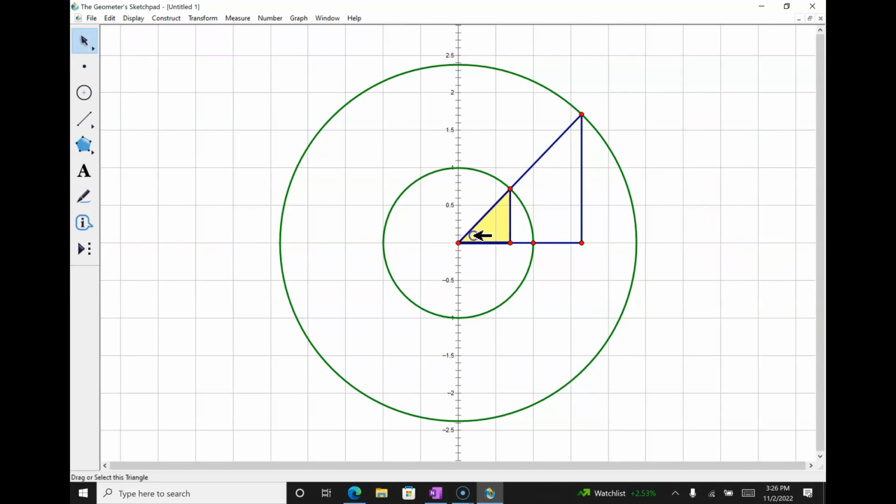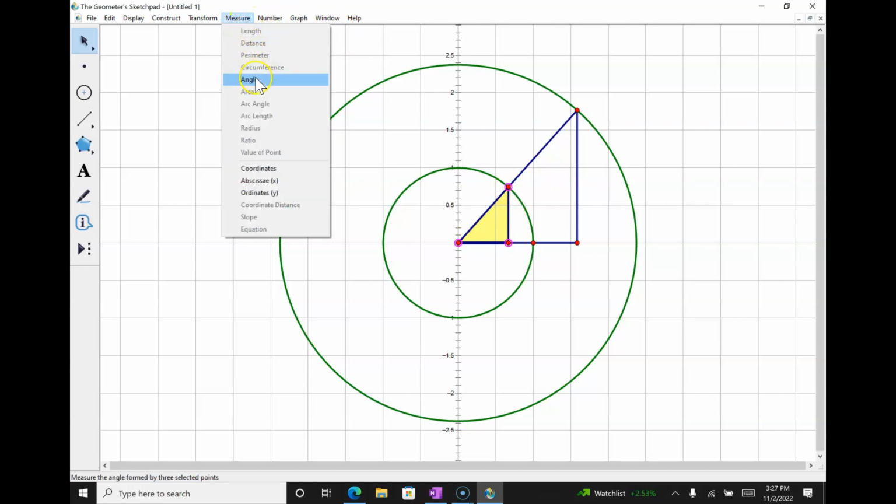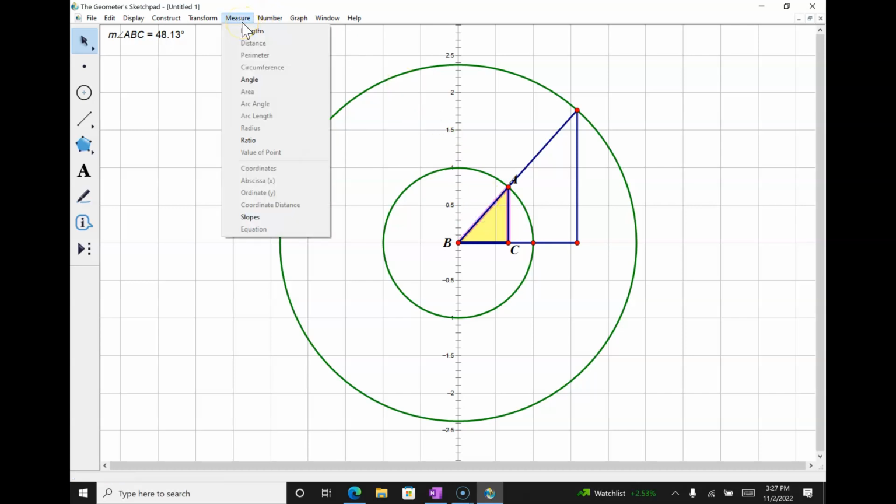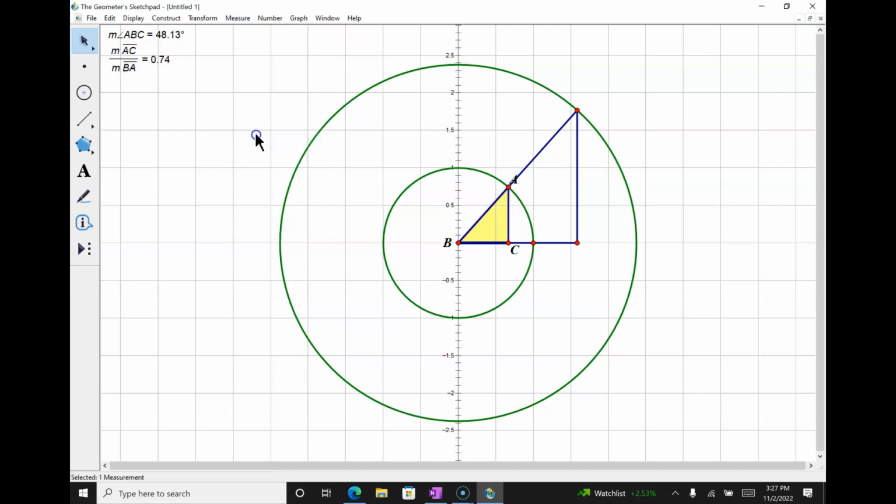So angle theta. Notice the theta is the same for both triangles. No matter how I change the triangles, whether I change it smaller or larger, the theta is still the same for both triangles. We agree? So I want to look at the ratio. Maybe I'll measure my angle here. So measure angle. There it is. Theta is 48.3. And I want to measure the opposite side divided by the hypotenuse. So I want to measure that ratio.